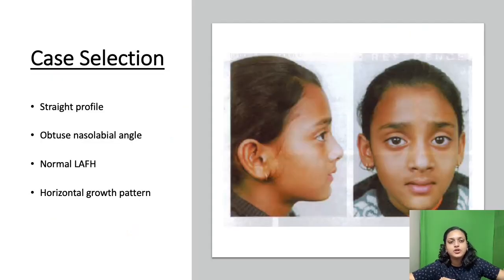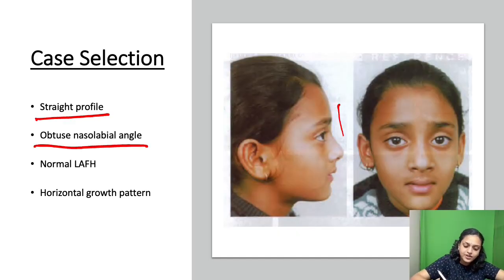So how do you go about selecting the cases? There are a few scenario based questions where they give certain features of the patient and ask you about the treatment plan. So you need to know in what cases distalization is the ideal treatment of choice. One, the patient should have a straight profile, because distalization is generally not done in a skeletal malocclusion, either in maxillary prognathism or mandibular retrognathism. Distalization is a contraindication there. And the patient should have a good facial profile.